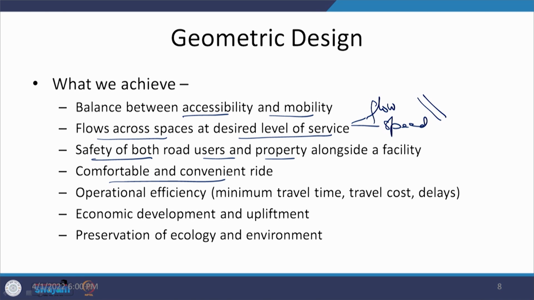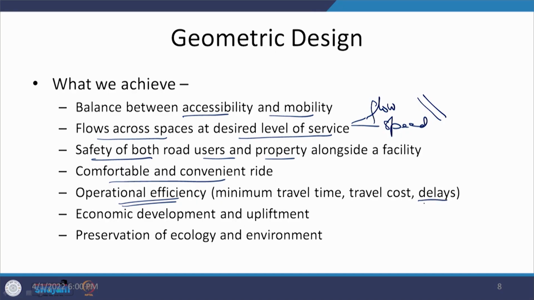This is another aspect which will be there. Then the operational efficiency is going to be there, and this operational efficiency will be in terms of various aspects of the flow, like there is going to be a minimum of delays. The travel time is also going to be minimum across the spaces, and if the cost is also going to be low, that is going to be a complete win-win situation for any of the road users. So, if we can provide that sort of operational efficiency is what we are trying to look for when we provide any facility.